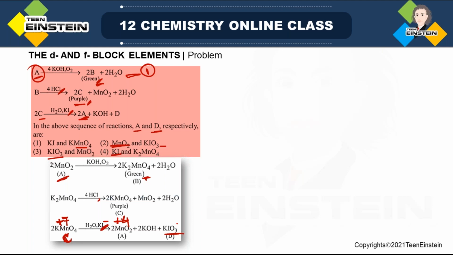Okay. So A is MnO2 and D is KIO3. Because see, in the last equation, the third equation, A is MnO2, KOH is already written, but D is KIO3. So the correct option will be this one. Any doubt? No, ma'am.